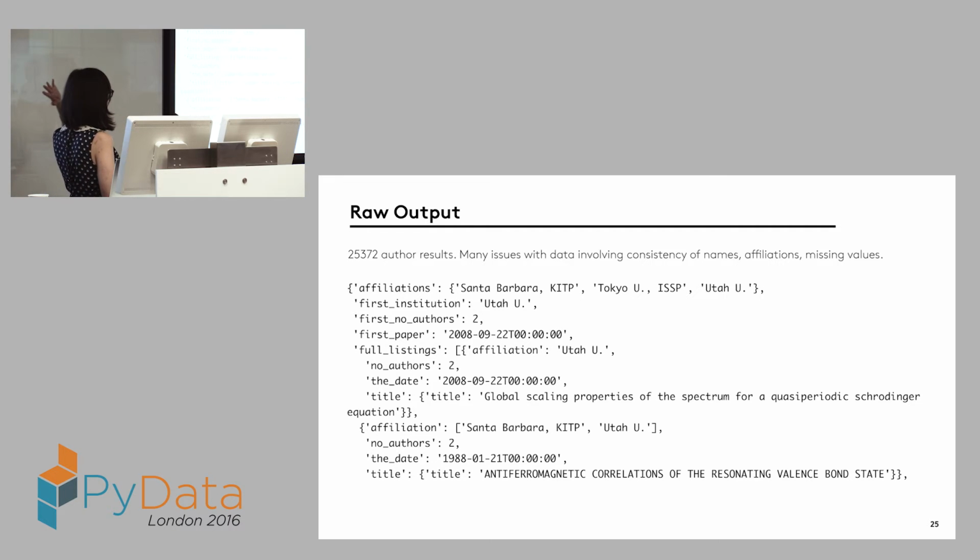So I got data for over 25,000 authors. There are, of course, many issues with data involving consistency of names, affiliations, missing values, etc. But then for a given author, I can list all possible affiliations, which was their first institution, the paper, the number of authors, when the first paper was published, and the full listings. So this is just a very small example.